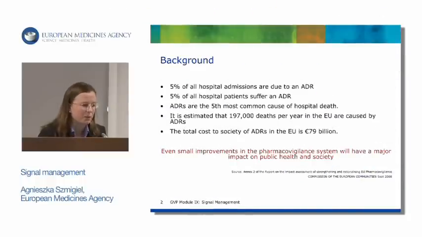As an introduction, let us remind that almost 5% of all hospital admissions are due to adverse drug reactions. 5% of all hospital patients suffer from an adverse drug reaction. They are the fifth most common cause of hospital death. It is estimated that almost 200,000 deaths per year in the European Union are caused by ADRs, and the total cost to society of ADRs in the EU is around 80 billion. Therefore, even small improvement in the pharmacovigilance system will have a major impact on public health and society.